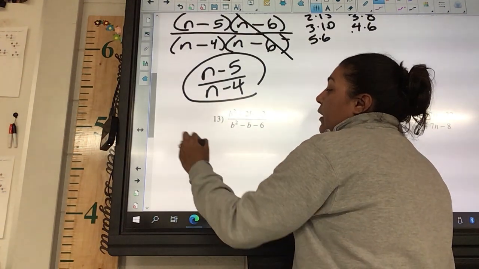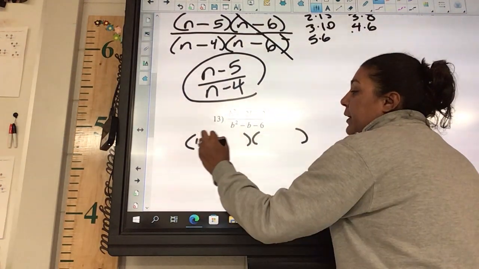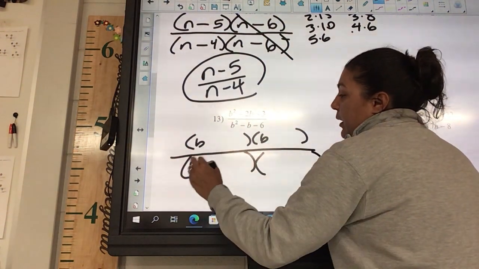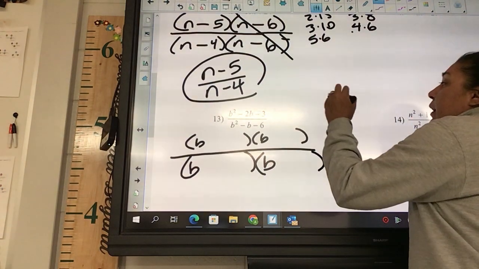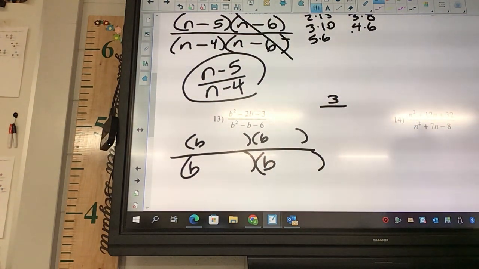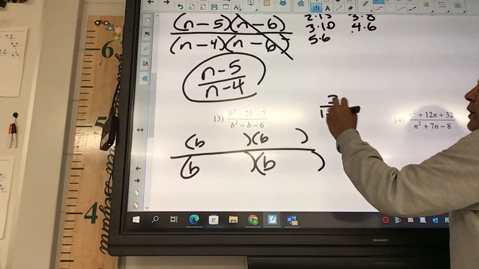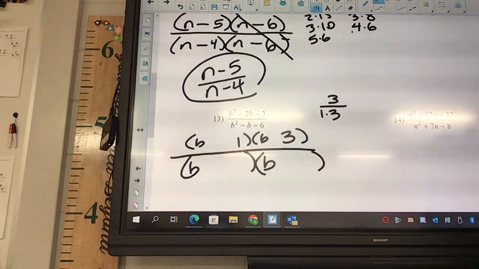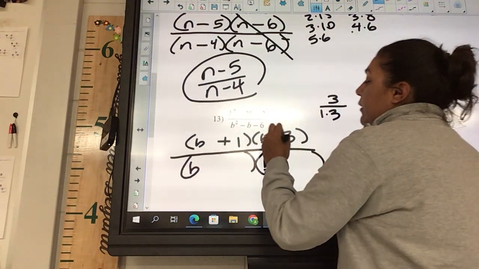Okay, so 13, I got B and B, and B and B. Okay, what are some factors of 3? 1 and 3. That's our only option, so it's got to be that. And I need a negative 2. How can I get a negative 2 with that? Plus 1 minus 3. Good.